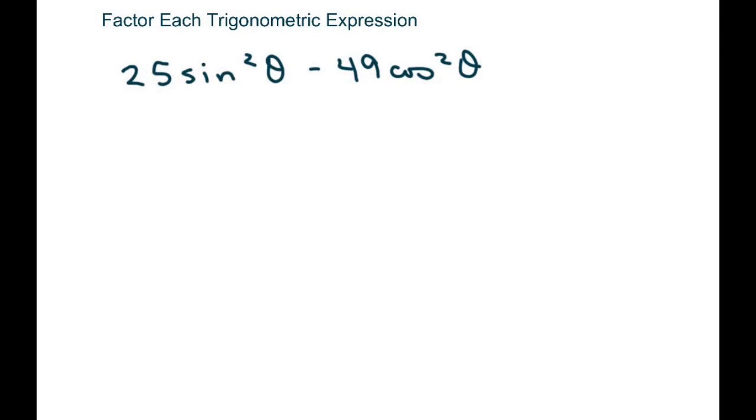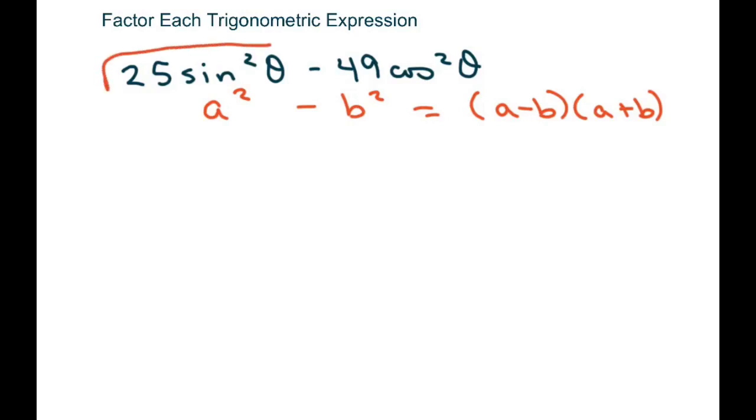We're going to factor each trigonometric expression. This one right here has the form of a squared minus b squared. And from Algebra 2, you should know that that's a minus b times a plus b. So to get your a and b, you just take the square root of that piece. That will be your a. This will be your b.